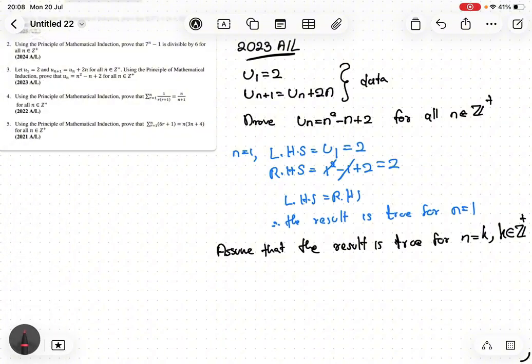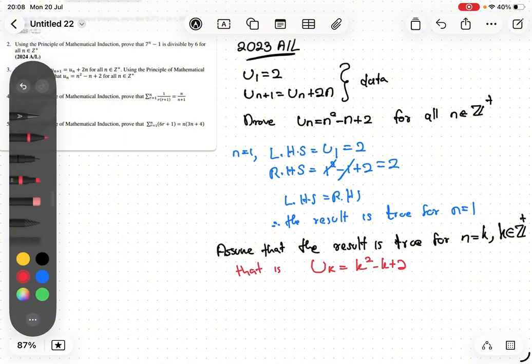Right? What we assumed here. We are assuming that uk is equal to k squared minus k plus 2. Okay? That is uk equals k squared minus k plus 2. Clear?